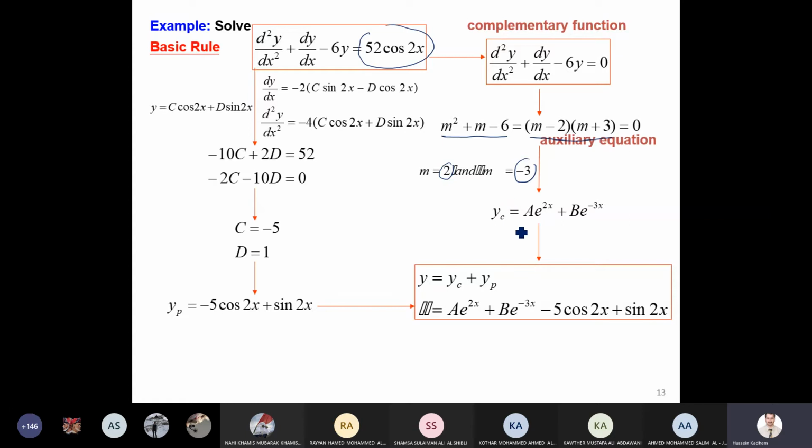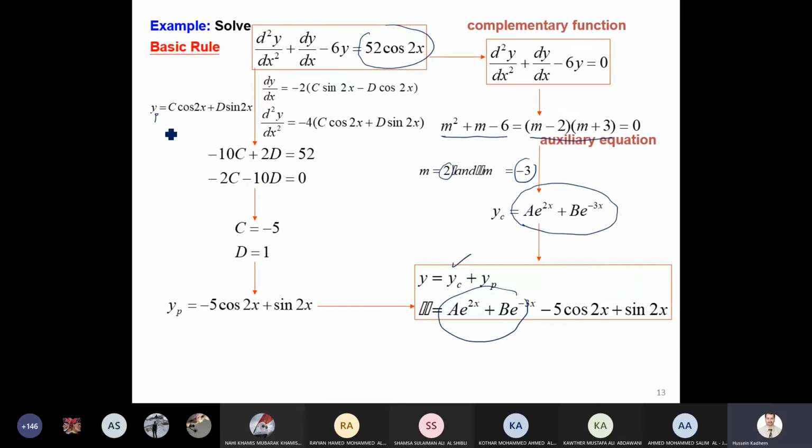Then when I got them, I will write my homogeneous. This is half of the solution. It is a exponential 2x plus b exponential minus 3x. Done. This is the first part. Done. You see here? I wrote it here. Now, next, I will come to write the particular.